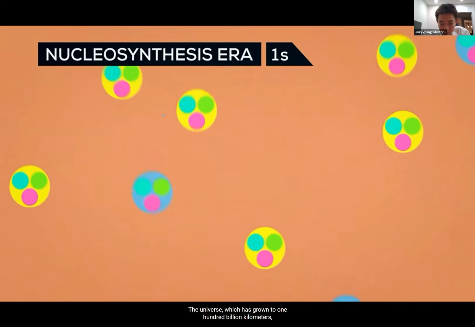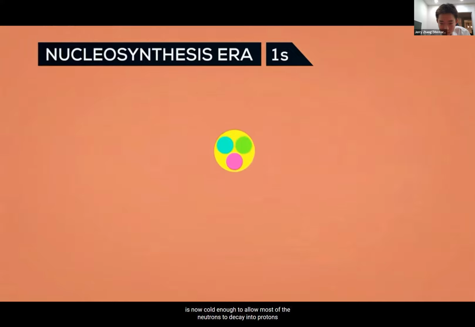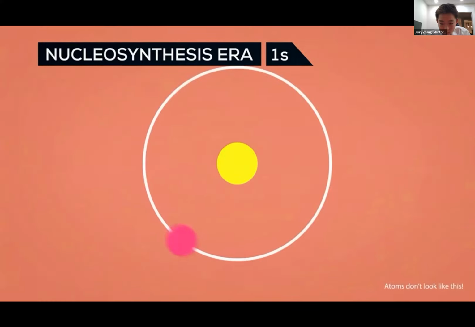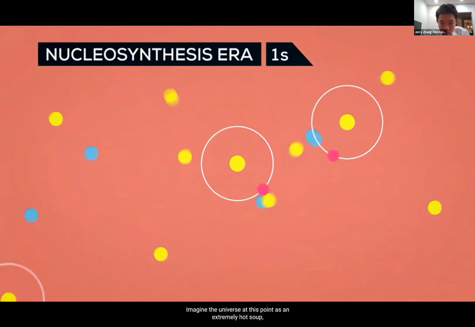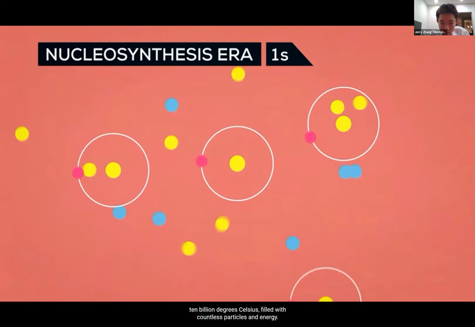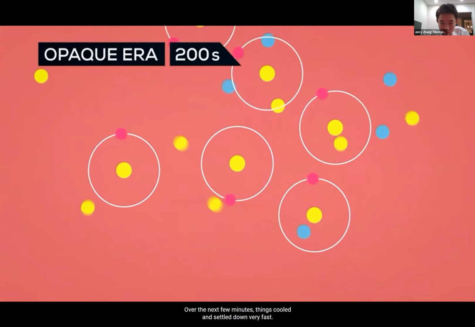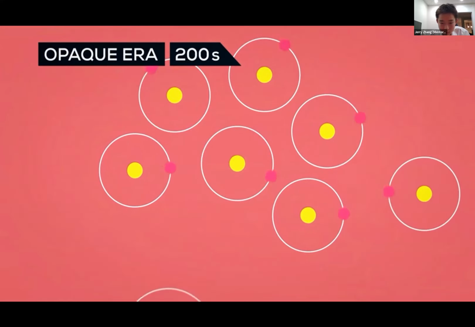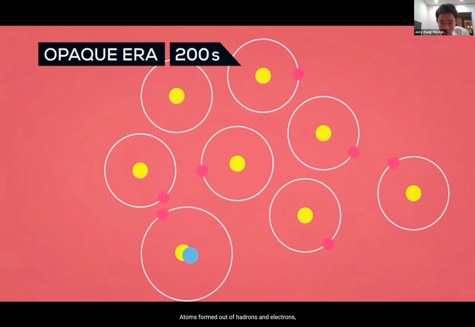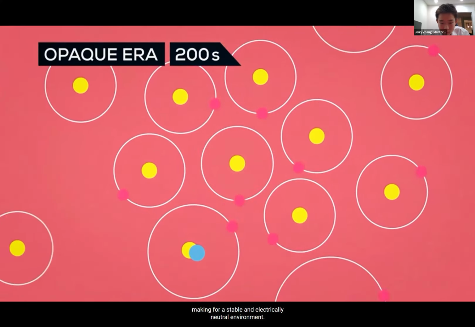The universe, which has grown to 100 billion kilometers, is now cold enough to allow most of the neutrons to decay into protons and form the first atom, hydrogen. Imagine the universe at this point as an extremely hot soup, 10 billion degrees Celsius, filled with countless particles and energy. Over the next few minutes, things cooled and settled down very fast. Atoms formed out of hadrons and electrons, making for a stable and electrically neutral environment.